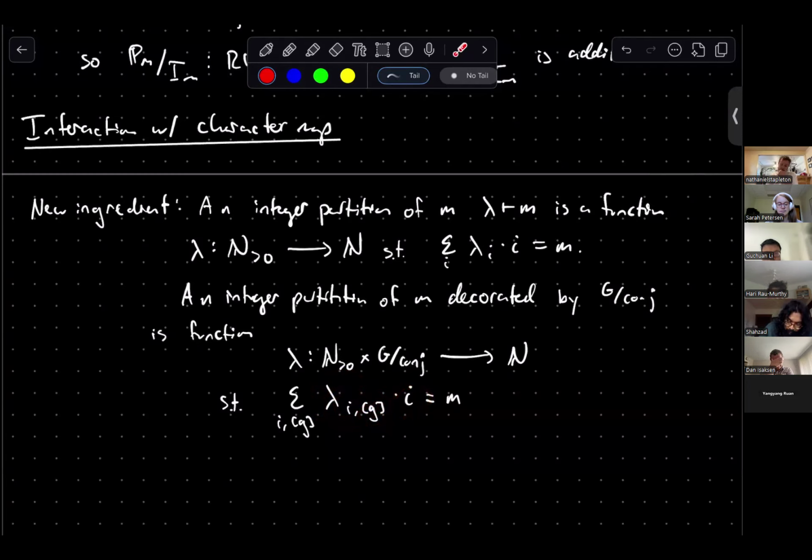Here the idea is I have some sum of numbers equals m, but each of those numbers is allowed to be decorated or labeled by an element in G mod conj. And so what lambda sub I comma g is counting is how many times I occurs decorated by the conjugacy class of little g. Does that make sense?